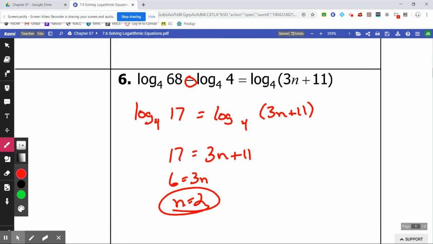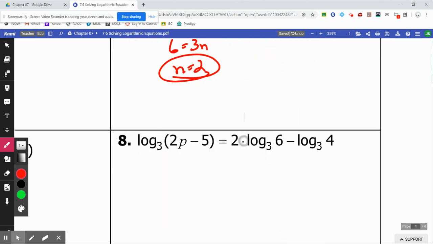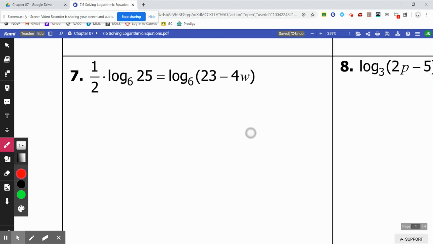Again, go back to your original and just make sure when you plug it in, the biggest thing is you don't have the log of a negative. When you plug it in here, it gives you 6 plus 17, and that does check out. You don't have to worry about domain restrictions there.